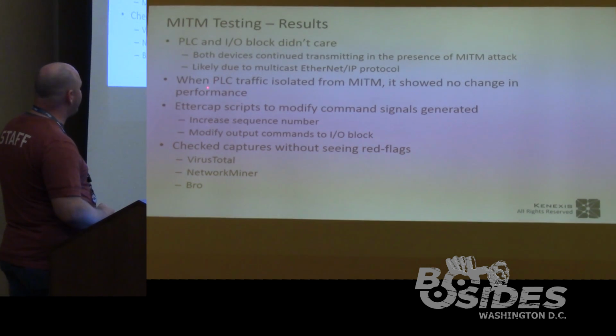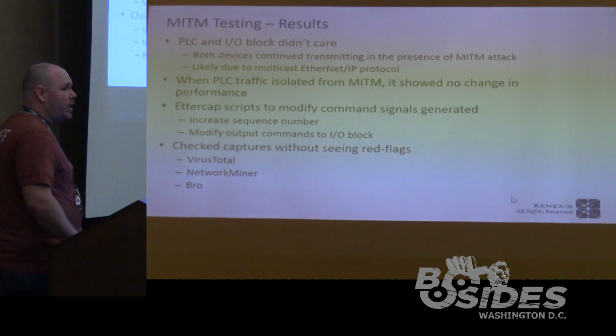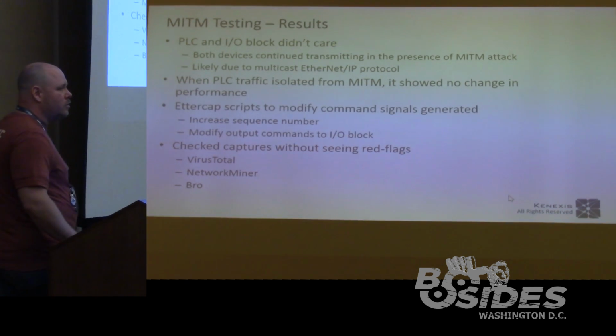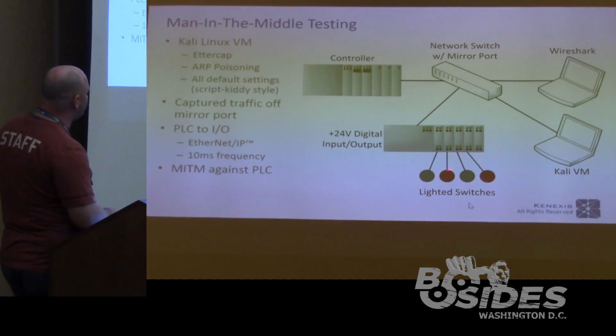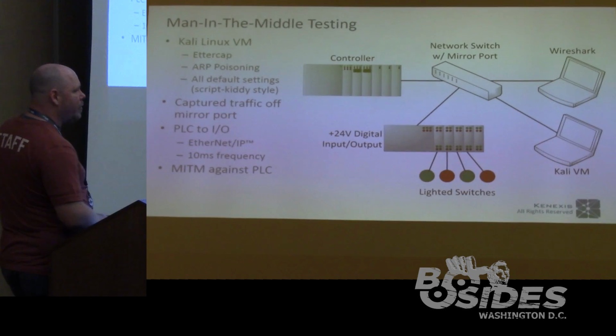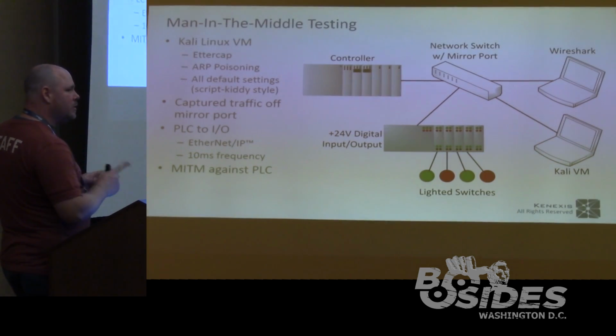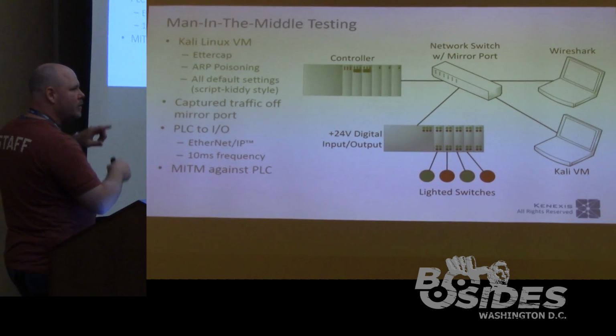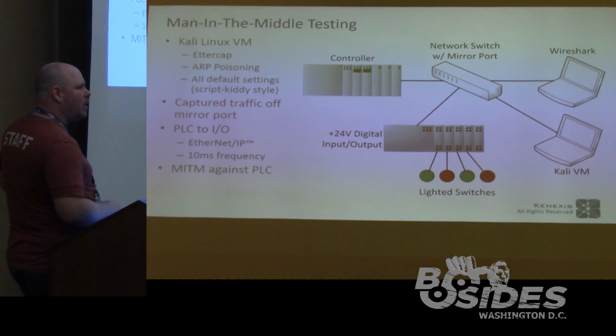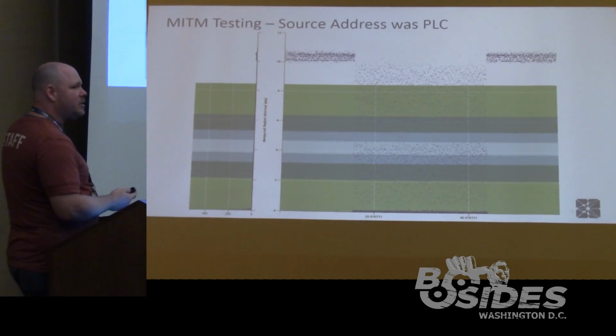And then what I did from there is I wrote some ettercap scripts to change the actual command signals to the PLC, or to the I/O block. So when it was trying to turn these lights on and off, I basically switched it to the other light. So you'd push the green one and the red button would light up, things like that. And I did this all in the man-in-the-middle attack. Again, the PLC didn't even notice anything was going on.